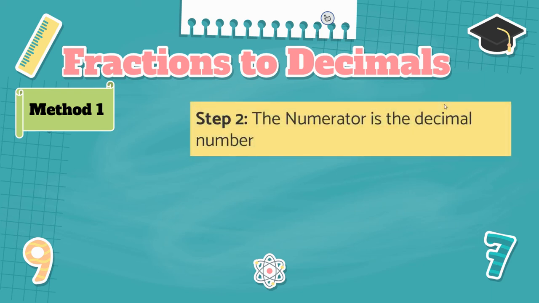So step 2 is the numerator is your decimal. If we have 75 over 100, it's going to be 75 hundredths, or 0.75. Your answer is the numerator with a decimal in front of it.